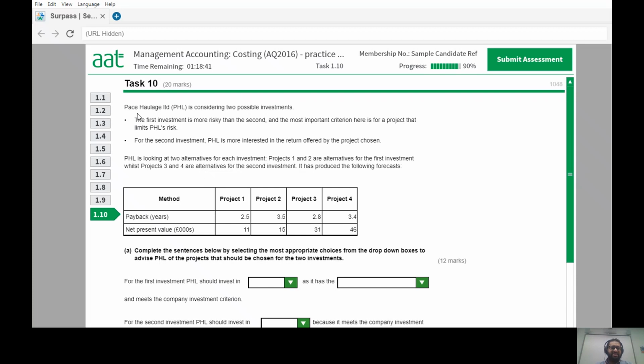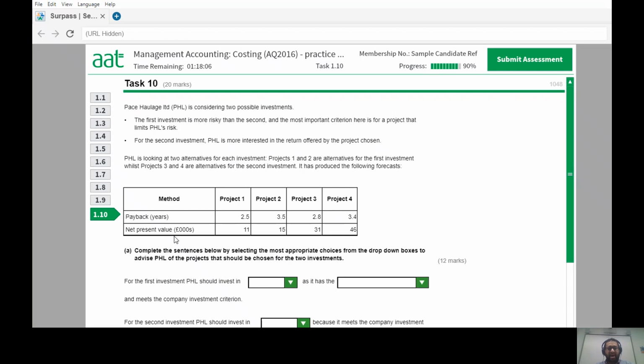So let's have a look at this. PCL Haulage Limited is considering two possible investments. The first investment is more risky than the second, and the most important criterion here is to choose a project that limits PHL's risk. For the second investment, PHL is more interested in the return offered by the project chosen. So the first one, it is reducing the risk. Next one, it's going to be more like a return, what I'm going to be getting back. So there are 4 options for you.